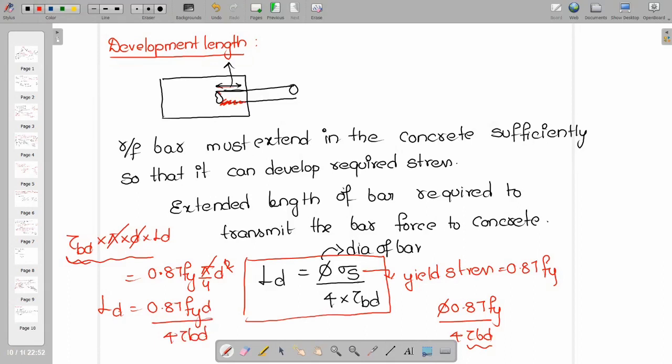I have equated the bond stress, the stress developed due to the concrete, to the tension force, that is 0.87 Fy by Ast. Ast is nothing but pi by 4 d square. That's all. Okay, fine students.